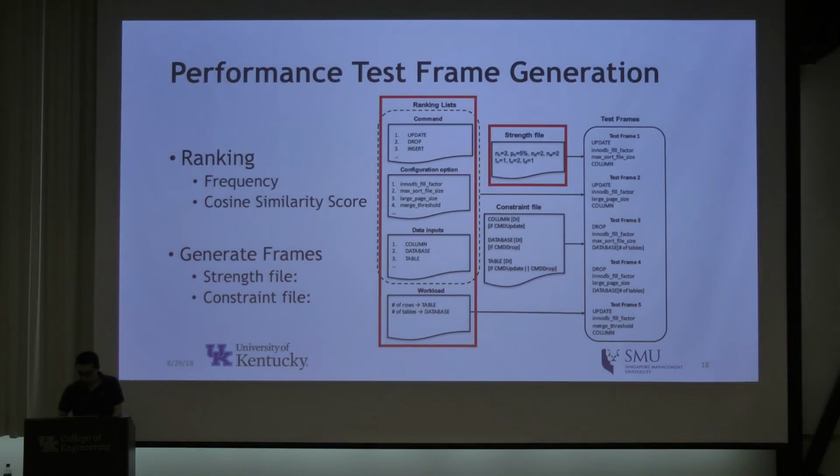And the values used here are guided by our previous bug studies. And also we use the constraint file, which specifies what elements can go with what other elements. The purpose of this constraint file is to reduce the number of invalid input element combinations. And in the end, we get a list of test frames.